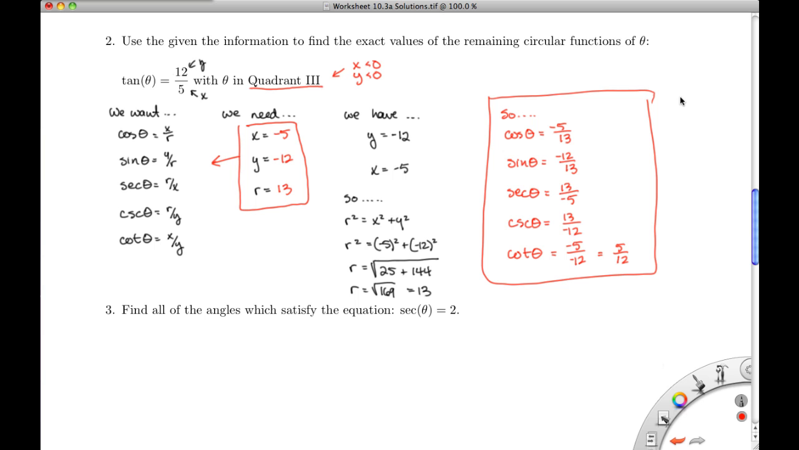Again, you can do this a number of ways. We won't do them all now, but this is a pretty dependable way of doing it. Again, don't forget this part right here. Pay attention to that quadrant so you know what's positive and what's negative.